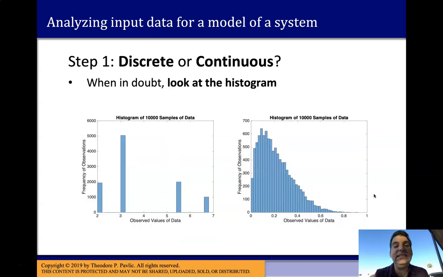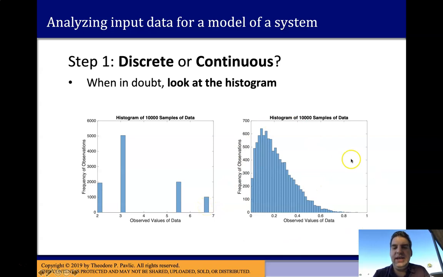And so if I were to take a histogram of the outcomes of my data, then I might see something that looks like what's on the left or what's on the right. Now on the left, notice that I basically get only 4 outcomes, and there's huge gaps in between those outcomes. So it looks like I get 2, maybe 3.14, 5.5, and 6.75.